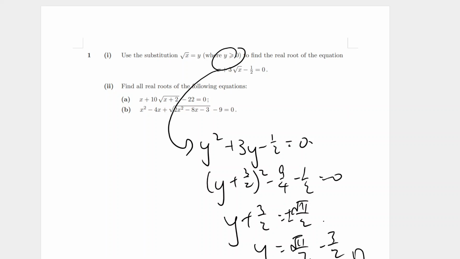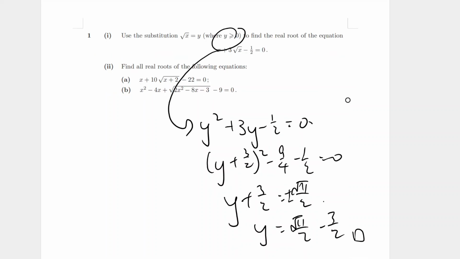Okay, part 2 though. Find all the real roots of the following equations. So what is a sensible thing to do? Well, look at part 1. What sort of substitution did they use? Oh, there's something for the square root, right? So why wouldn't you sub in for the square root here? You should do the same thing. So let's go y equals root x plus 2.